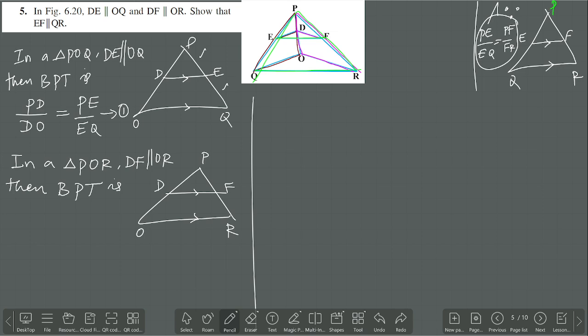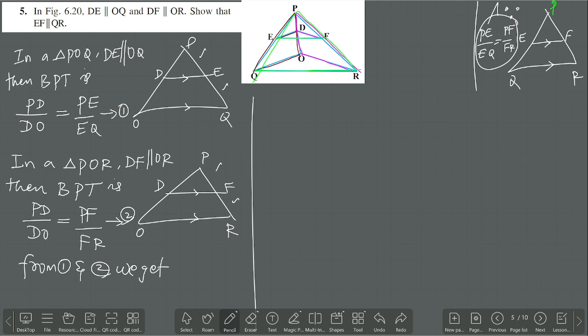Now for this, what do we need on the other side? PF divide FR. PF divide FR. Have you noticed? Then the same. What is it? PD divide DO equal to PF divide FR. Result number 2. From 1 and 2 we get, have you noticed, the left hand side is the same? PD divided DO, PD divided DO from 1 and 2. Then the right hand side is what? Equal. Then PE divide EQ equal to PF divide FR. So what we needed, we got. Have you noticed it?